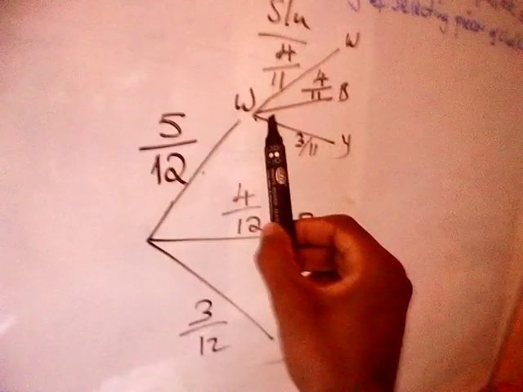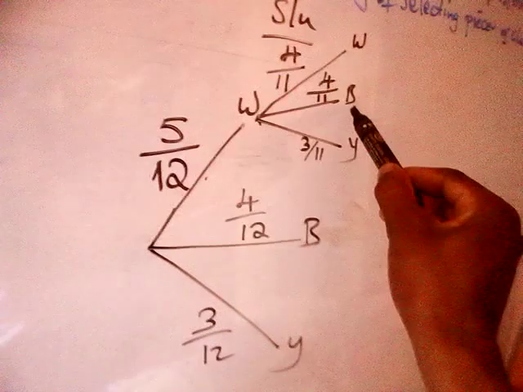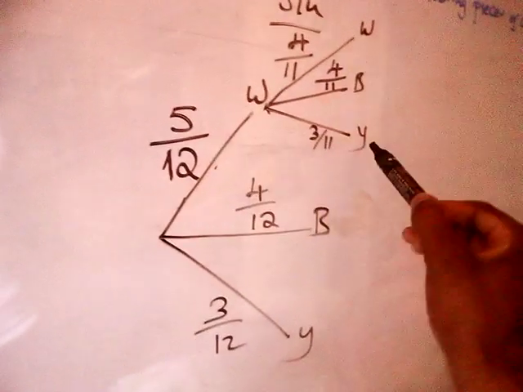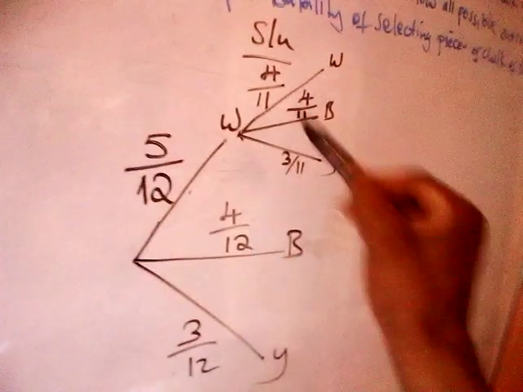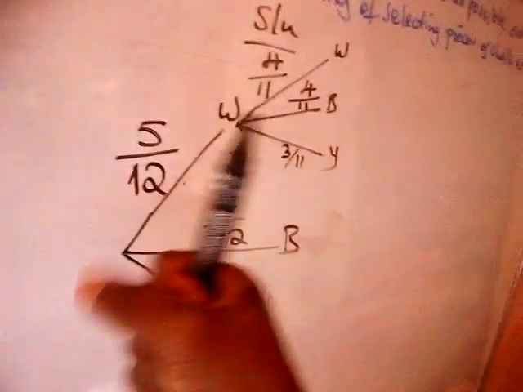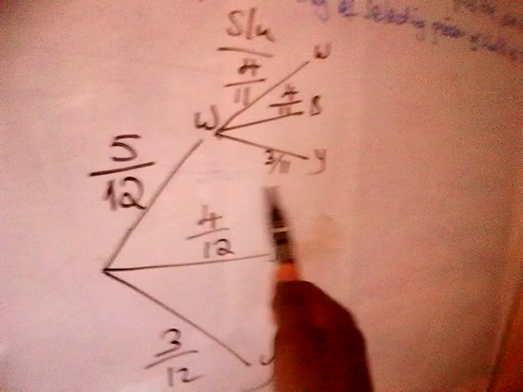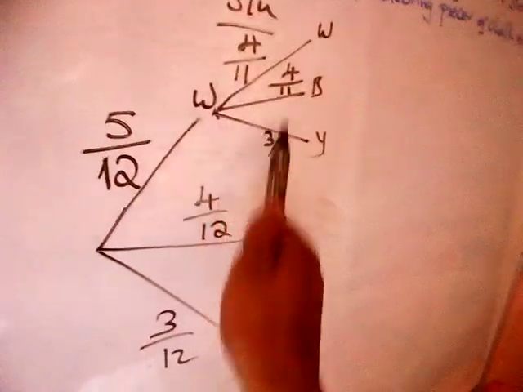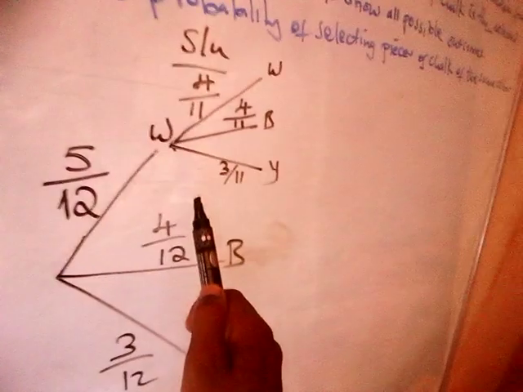Now remember, this was done one at a time, meaning the blue maintained the 4. Take note. The yellow also maintained the 3. But remember, the total reduced because one piece of chalk was picked and was not returned. So the number reduced from 12 to 11 throughout. No wonder we are seeing the denominators here to be 11, because it was without replacement.